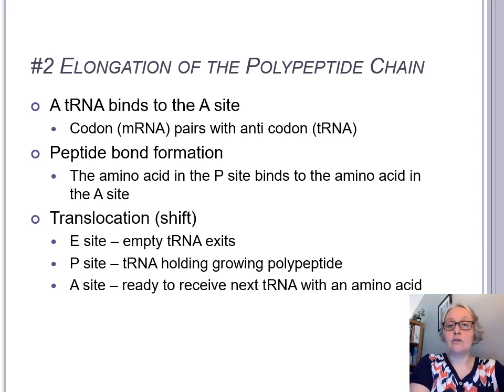In the E site, there will now be an empty tRNA that can exit. In the P site, there will be a tRNA molecule holding a polypeptide chain. And in the A site, there will be a tRNA molecule holding a single amino acid. Your textbook has a great picture of this elongation phase that we'll work our way through.